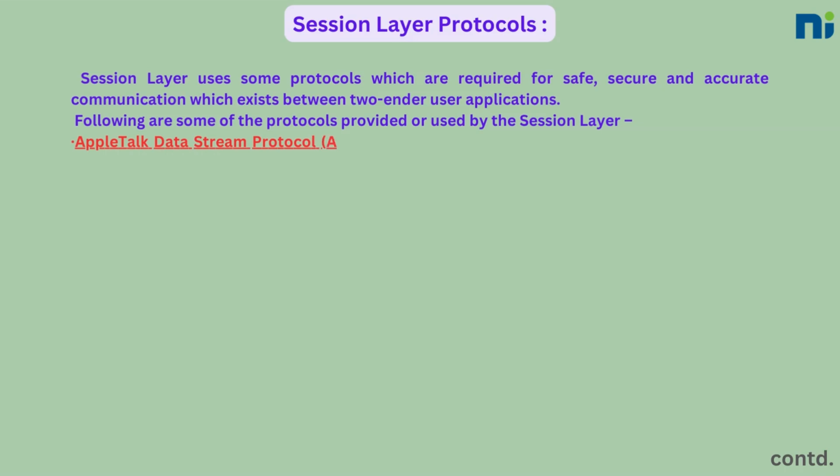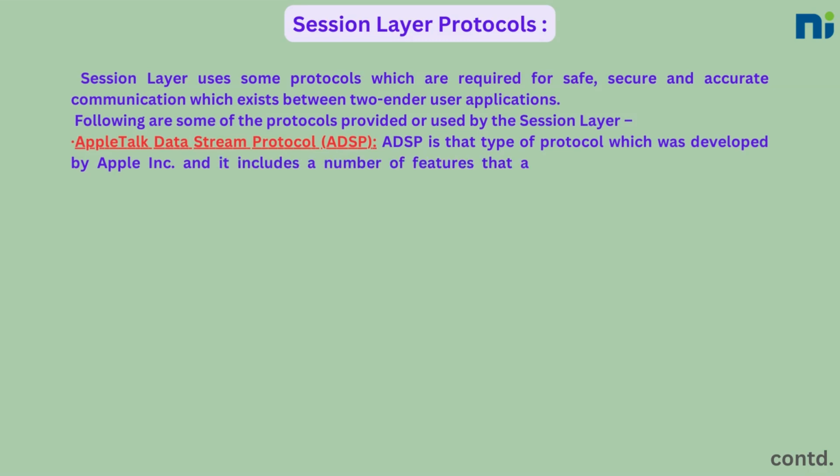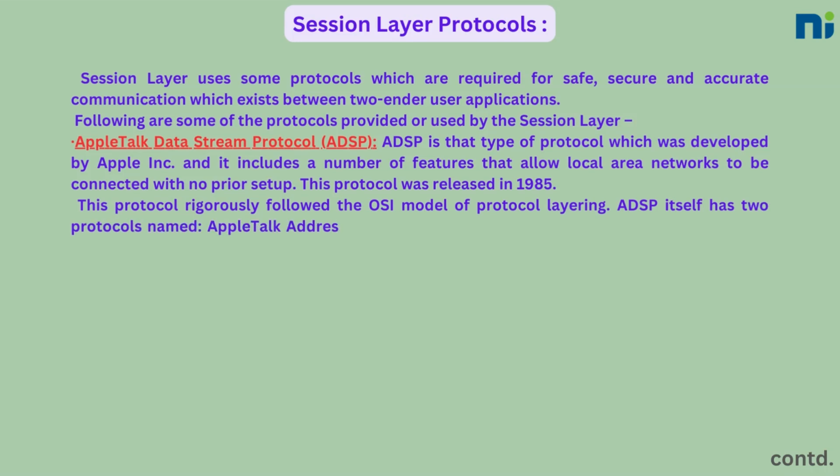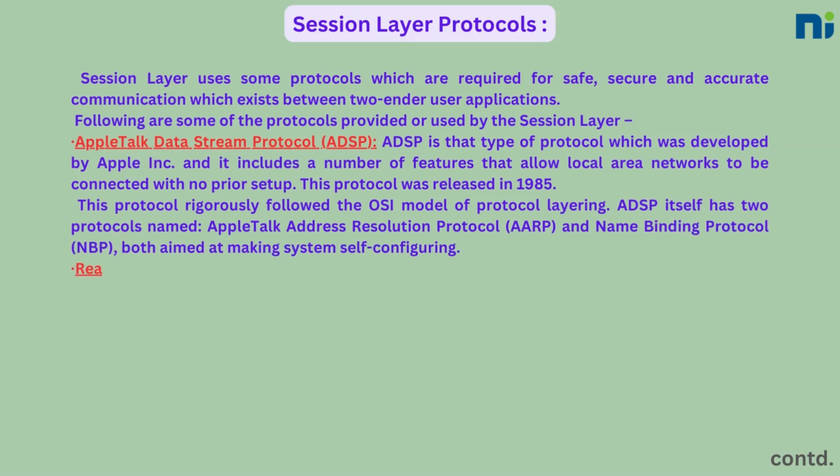AppleTalk Data Stream Protocol, ADSP. ADSP is that type of protocol which was developed by Apple Incorporated, and it includes a number of features that allow local area networks to be connected with no prior setup. This protocol was released in 1985. This protocol rigorously followed the OSI model of protocol layering. ADSP itself has two protocols named, AppleTalk Address Resolution Protocol, AARP, and Name Binding Protocol, NBP, both aimed at making system self-configuring.